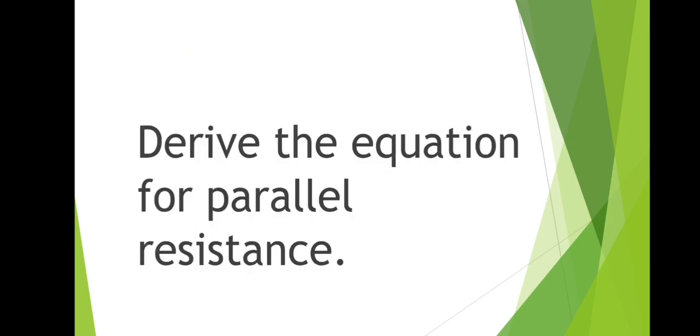Next topic, derive the equation for parallel resistance. So we are going to derive the equation for the resistance value present in the parallel connection. We are taking two resistors R1 and R2 connected in parallel along with the battery V. See the circuit, this is the parallel connection circuit. The battery V is connected to the parallel connection of the two resistors.